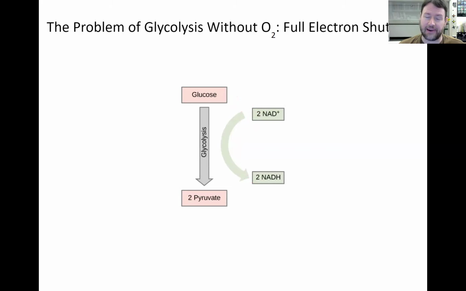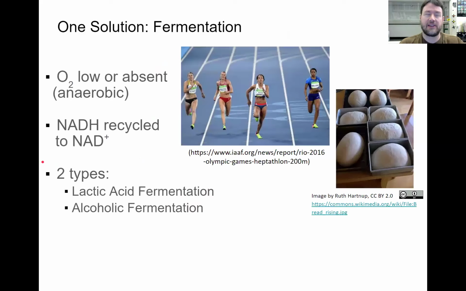So that would be bad, right? So we want to at least keep glycolysis going. And one way to keep glycolysis going is through a process called fermentation. Fermentation occurs when oxygen is either low or absent, in other words, what we would call anaerobic conditions. Fermentations happen in the cytoplasm of a cell.